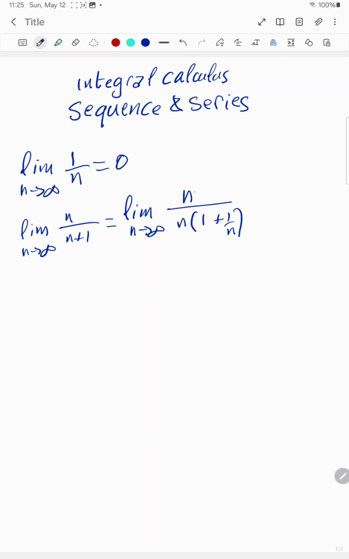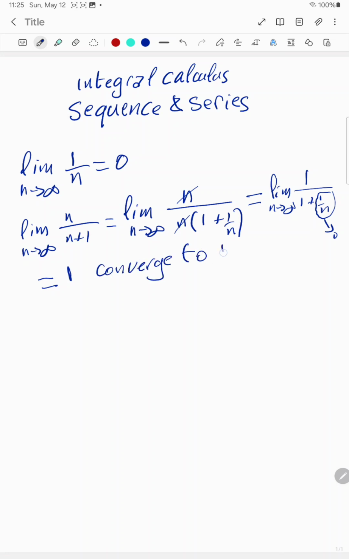So now I can simplify n and n from the numerator and denominator. I would have the limit when n goes to infinity of 1 divided by 1 plus 1 over n. And when n goes to infinity, 1 divided by n goes to 0. So my series will be equal to 1 divided by 1, which is equal to 1. So I say that the series converges toward 1.